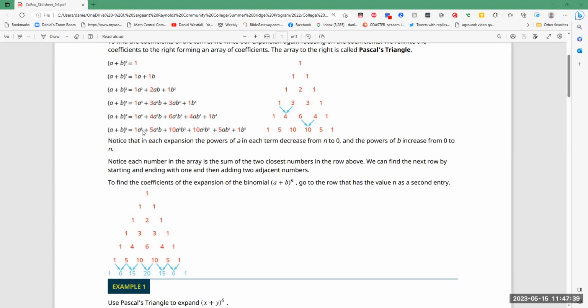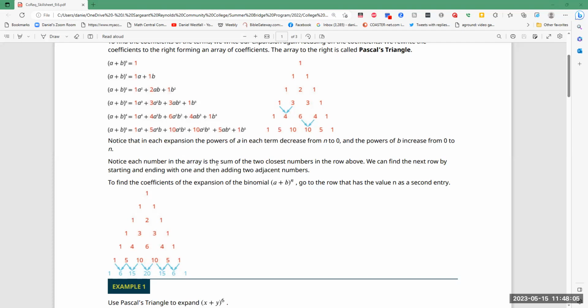Here, all 5 are A's and there's 0 B's. Here, there's 4 A's and 1 B. Here, there's 3 A's and 2 B's. Here, there's 2 A's and 3 B's. Here there's 1 A and 4 B's, and here there's 0 A's and 5 B's. So now that you understand how the powers work, let's talk about getting these coefficients that are in red here.